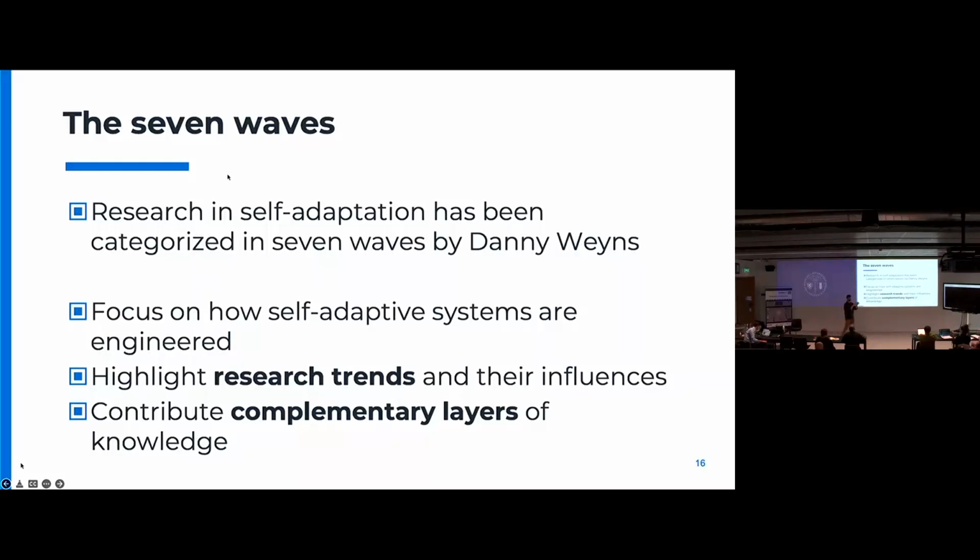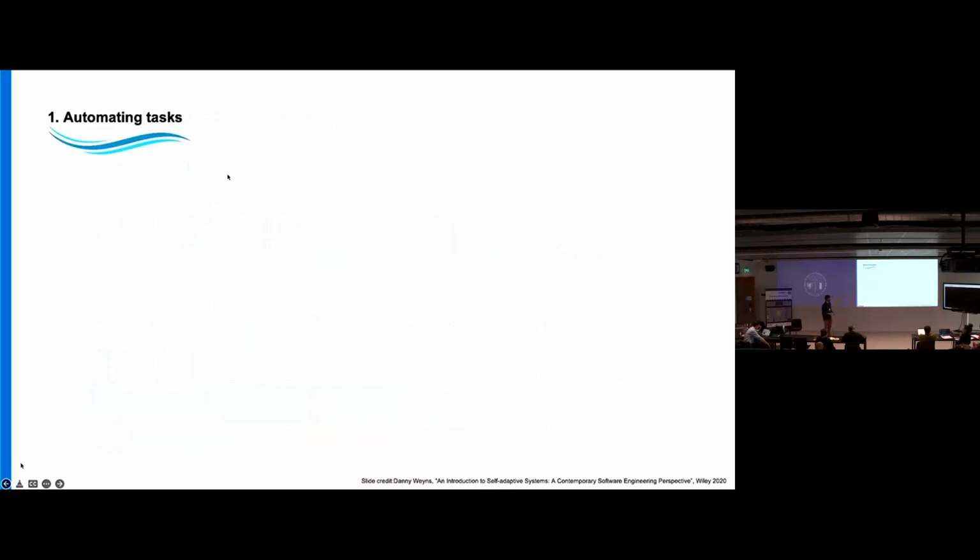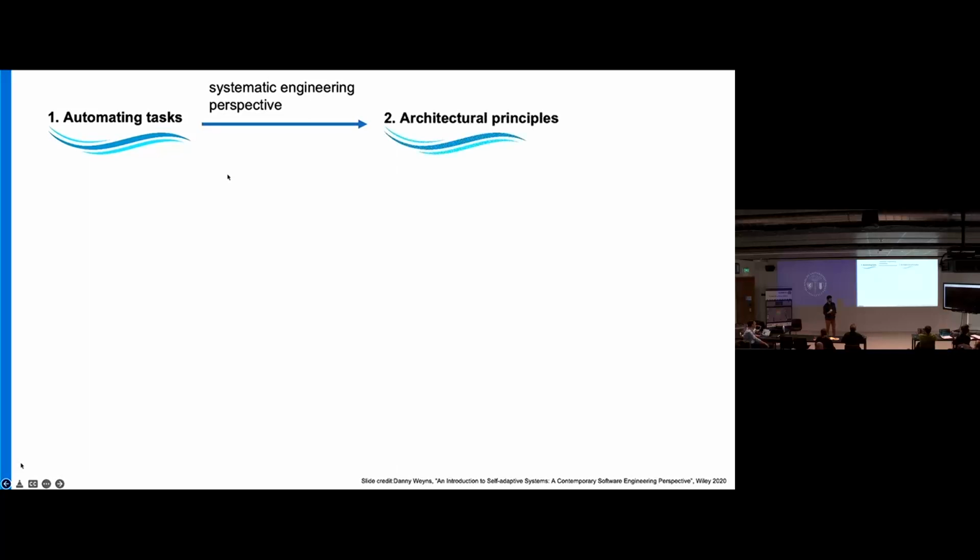There are some waves that have been consolidated in a way. So we kind of know as a community where we agree on some things, on some research outputs, and there are some others that are open and active, right? So here comes the big picture of the waves. So first came the part of looking at self-adaptation as automating tasks, all right? Then what we looked at as a community, this is really an attempt to summarize 20 years in one slide, was the architecture principles behind automation of tasks.